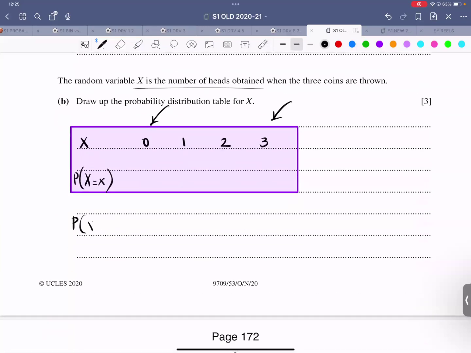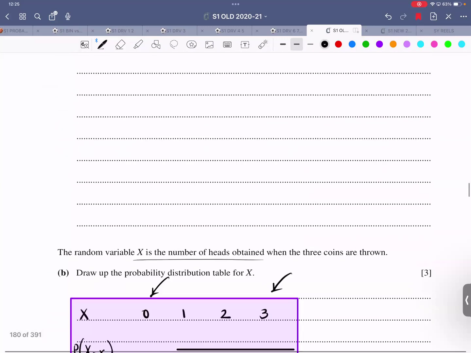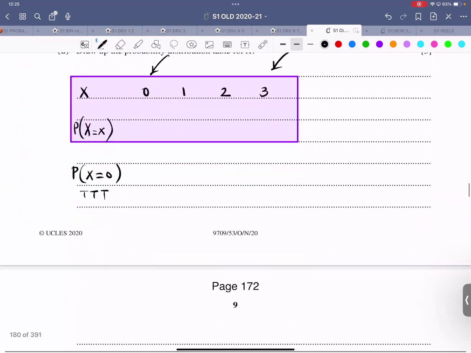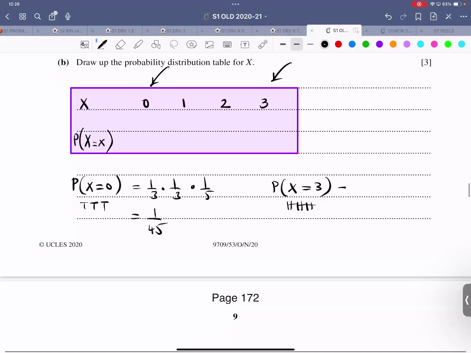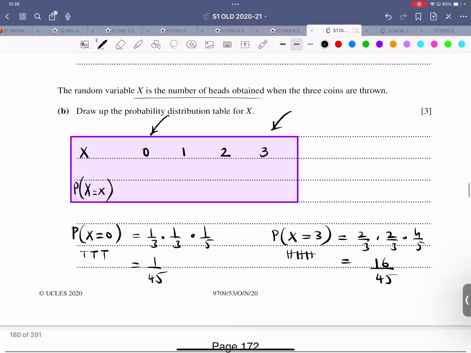So if I want to calculate the probability of 0 heads, I've technically skipped part 1 for right now. So 0 heads means all 3 tails. That means 1/3, 1/3, 1/5. So that is 1/3 into 1/3 into 1/5. 9 into 5 is 45. That's 1/45. If I talk about the probability of 3 heads, that means all 3 heads, that should be 2/3, 2/3, 4/5. 2/3 into 2/3 into 4/5. 2 2s are 4. 4 into 4 is 16. 16/45. These are the easiest 2.